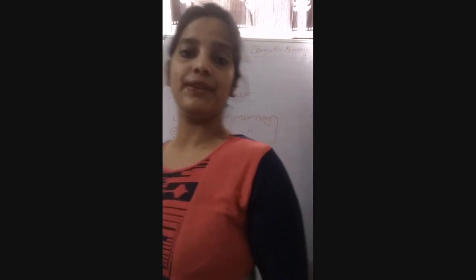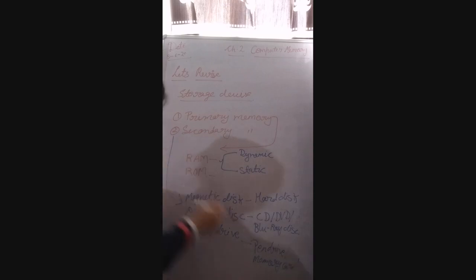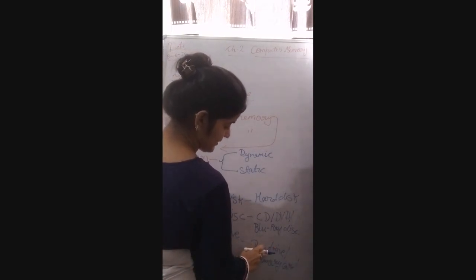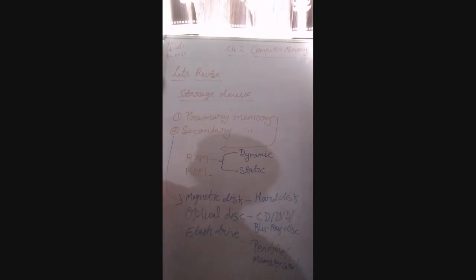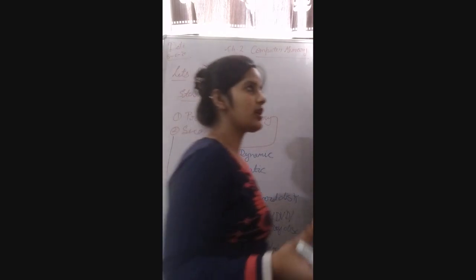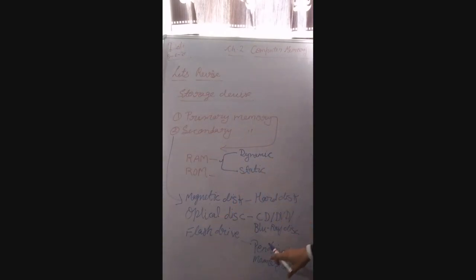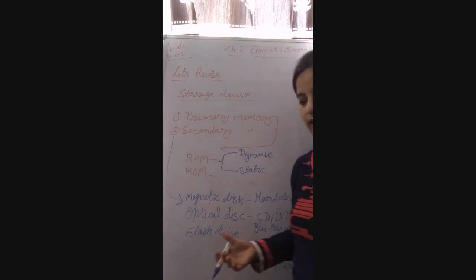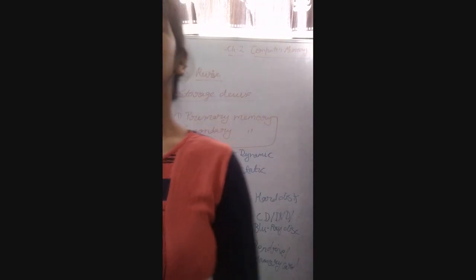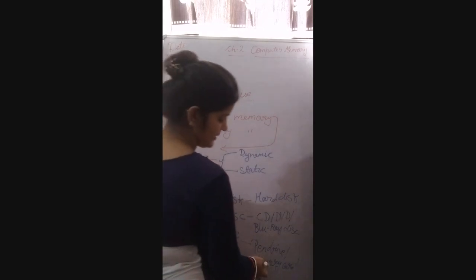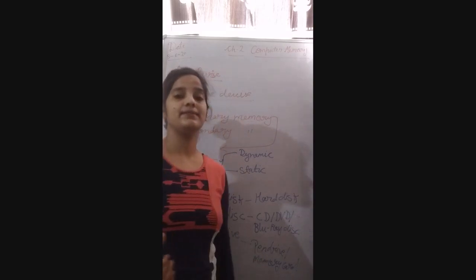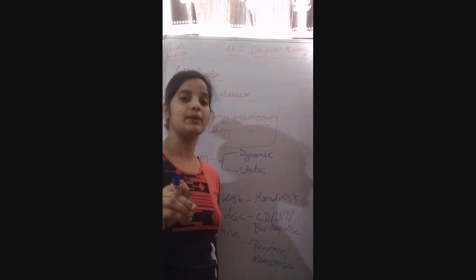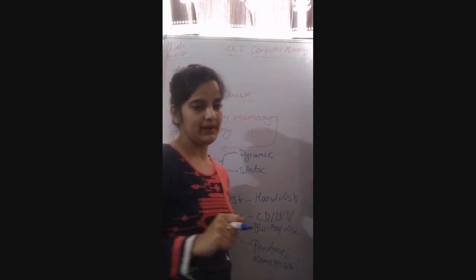Then there is flash drive. What is flash drive? It is categorized into two parts: one is pen drive and another is memory card. And it is connected to your computer with the USB port. Pen drive is small in size, it can store data up to 1 terabyte and it can be easily carried. Memory card is also known as multimedia card, and it is used in mobile phones or digital cameras. Okay, student.